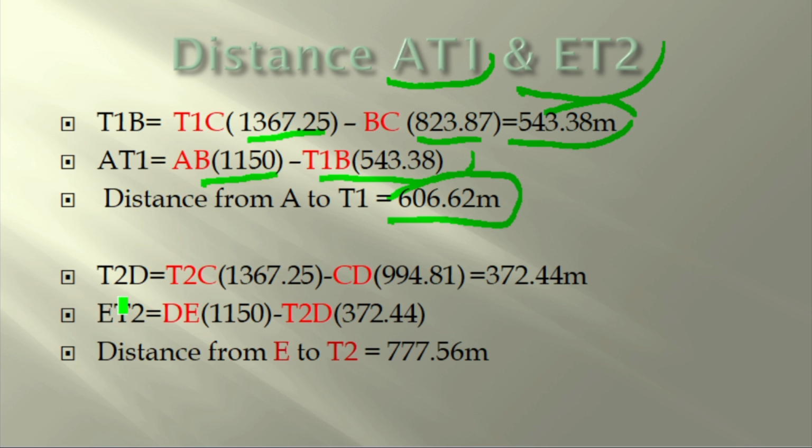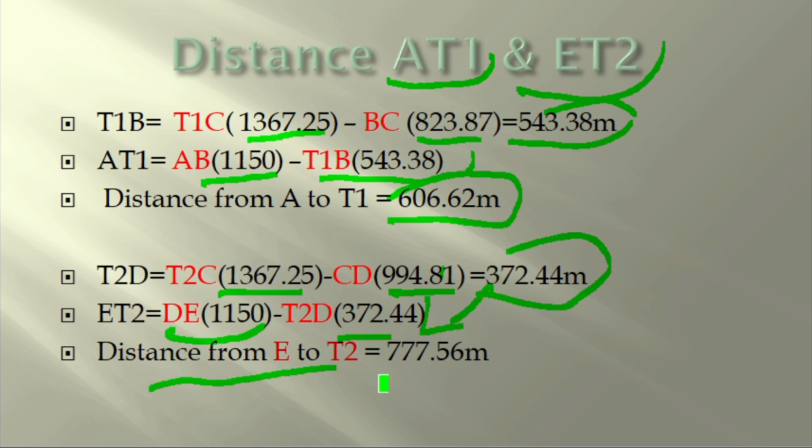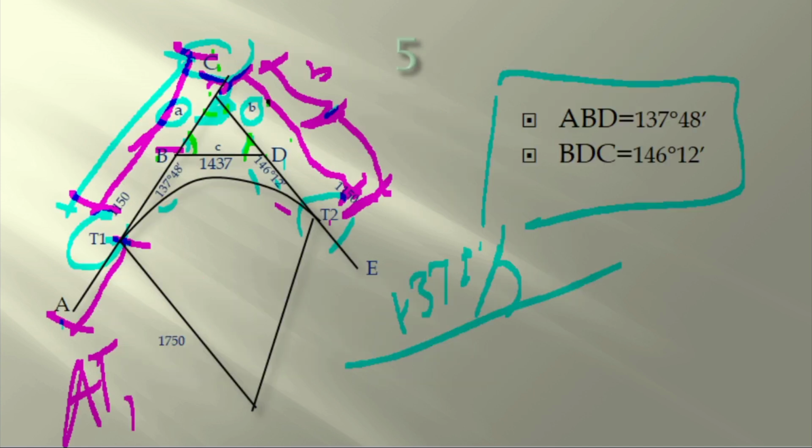So distance T2 to D is equal to T2C, which we have calculated, minus CD. By subtracting that, we have 372.44 meters. Again, we subtract that answer from the value that we had been given earlier in the question, and we'll get the distance from E to T2 as 777.5 meters. So those are the distances that we are supposed to calculate.